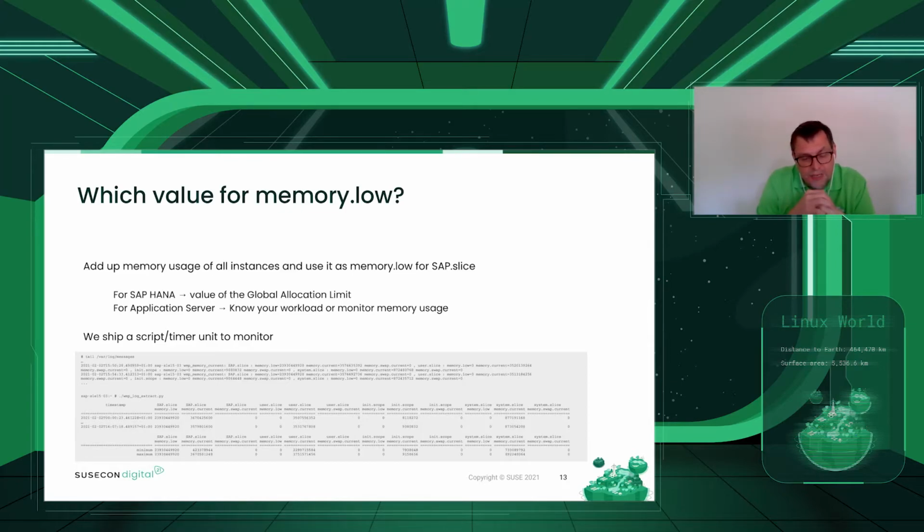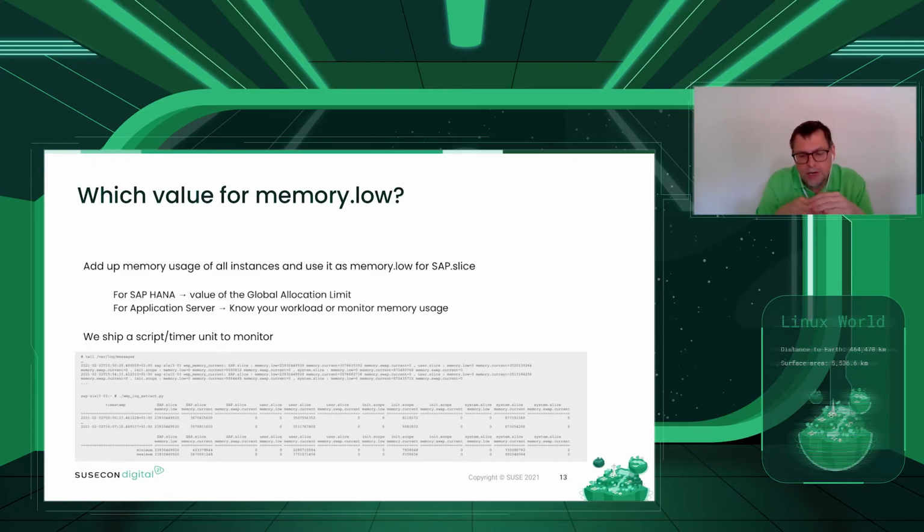A topic I left out for now is, I said there is memory low, but it's not a switch. You have to put a value in there. So you have to tell the kernel that amount of memory, please keep in physical RAM. And the question is, which value should I put there? For SAP HANA, that's very easy, because it's the global allocation limit, because there it's already known how much memory SAP HANA wants to consume, and that's usually the amount of memory you want to keep in physical memory.